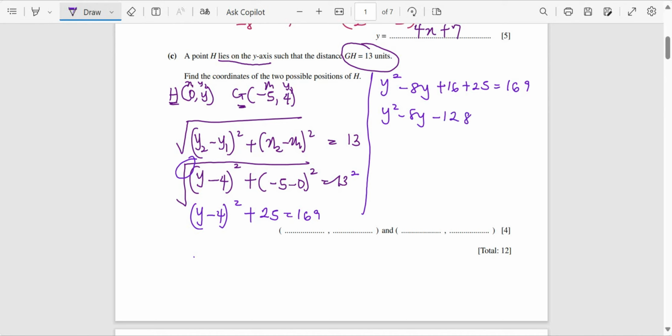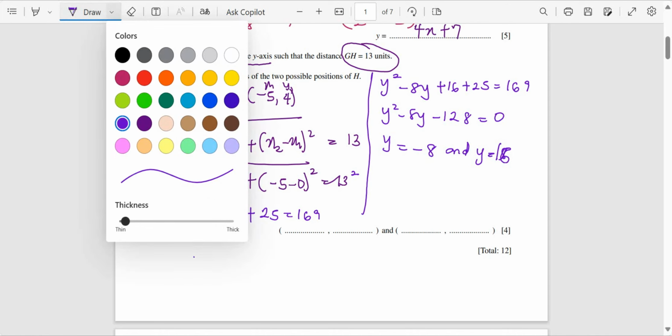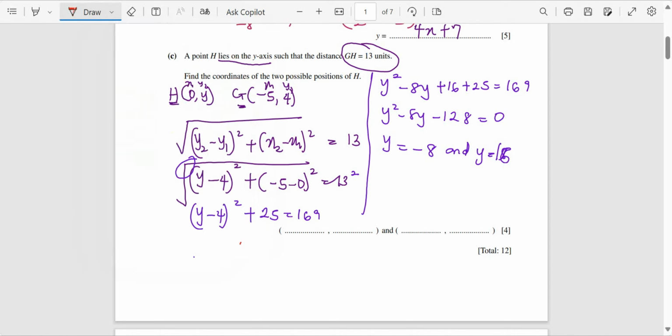128 equals 0. So use your calculator. You can either use the completing the square method, the formula method, the factorization method, or simply use your calculator. Our values for y will be y equals minus 8 and y equals 16. So we can write out our coordinates. Our coordinates would be 0, minus 8 or 0, 16.